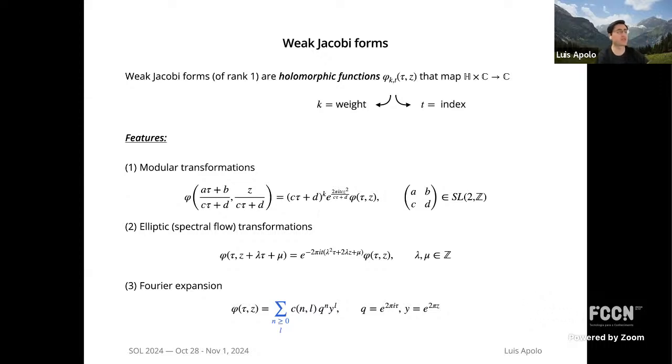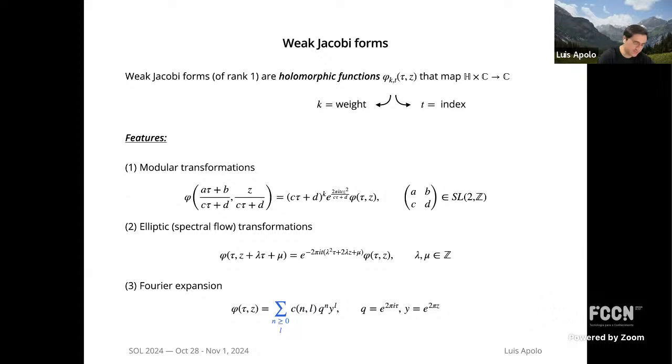In addition, weak Jacobi forms transform under spectral flow transformations in this way, where you shift this chemical potential z. In this way, you get this extra additional phase, and this transformation is important in determining some of the properties of these forms, as we will see soon. And they admit a Fourier expansion, which I've written down here, where these c(n,l) are integers. These are the density of states.